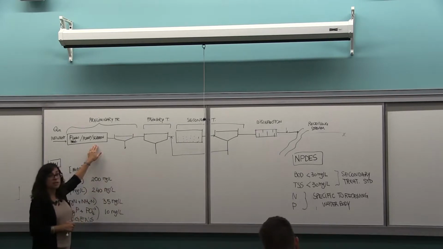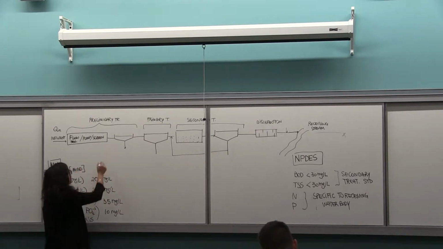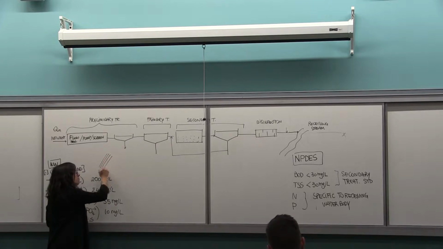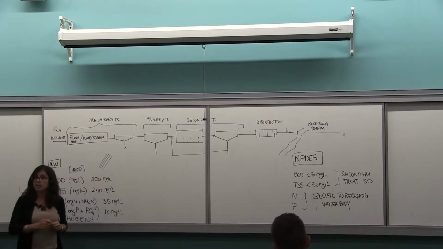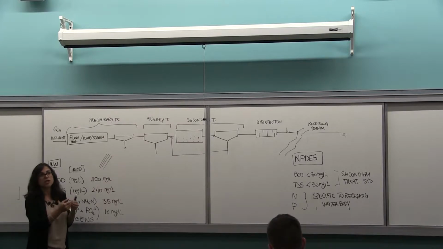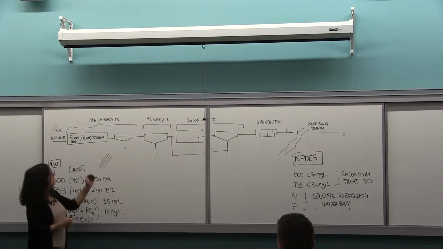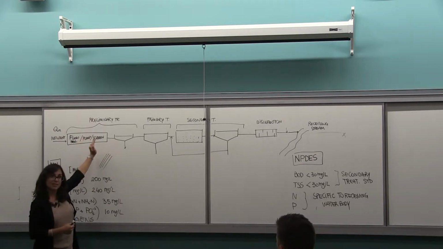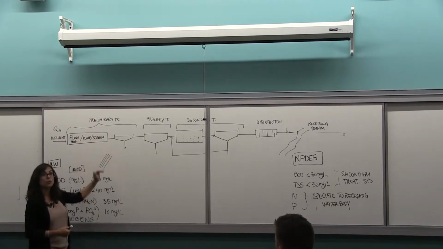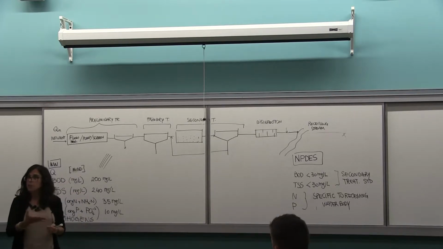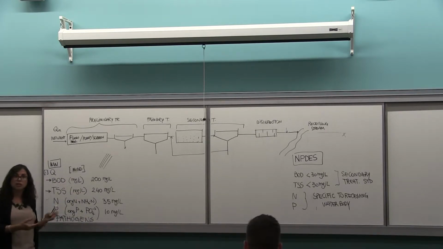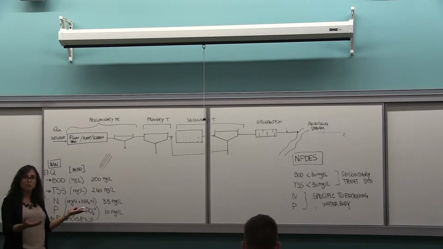We have a screening, and screening is simply a metal bar with a given opening so that every material larger than the screen opening is going to be retained. The order is not necessarily this. The screen usually comes before the pumps, so the idea is to remove those large objects before you send it to a pump room.